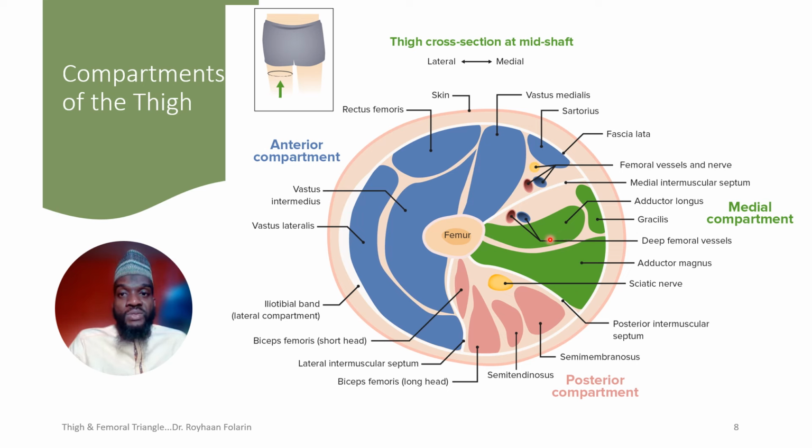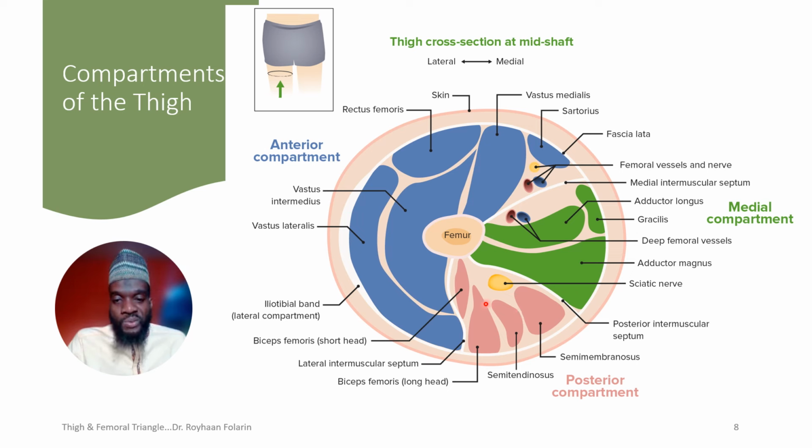All of these muscles are responsible for adducting the thigh and stabilizing the pelvis. The innervation comes from the obturator nerve, and the blood supply is from the obturator artery and branches of the profunda femoris artery. Next is the posterior compartment, and here we have the hamstring muscles. The hamstring muscles typically extend the hip joint and also flex the knee.